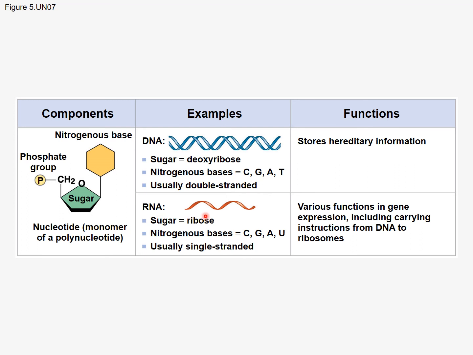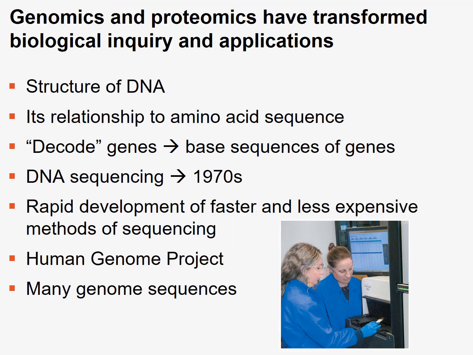RNA is typically single-stranded, and for purposes of this class, let's just say it's single-stranded. The sugar is ribose, not deoxyribose, so the ribose has that hydroxyl group and a hydrogen at carbon number 2. The nitrogenous bases found in RNA are cytosine, guanine, adenine, and uracil. So you can see that last one is different. Remember, in DNA, thymine is present, and in RNA, uracil is present. So DNA stores hereditary information. However, RNA has many different functions. Most of them have some function in gene expression, including protein synthesis.